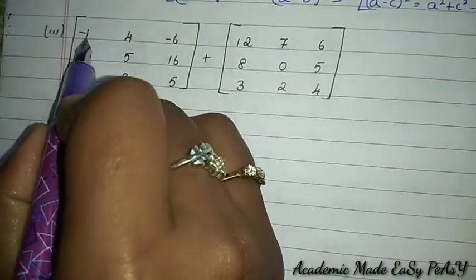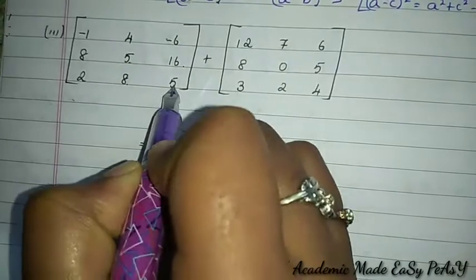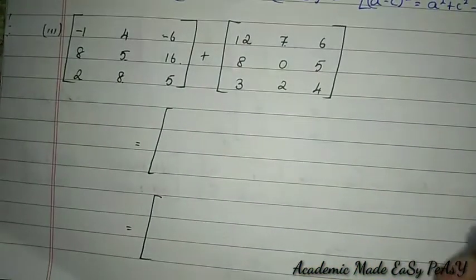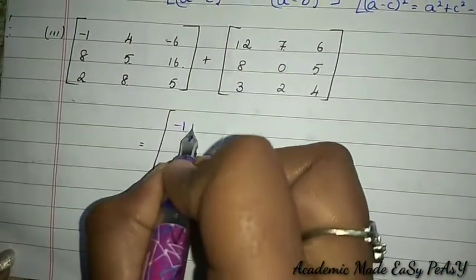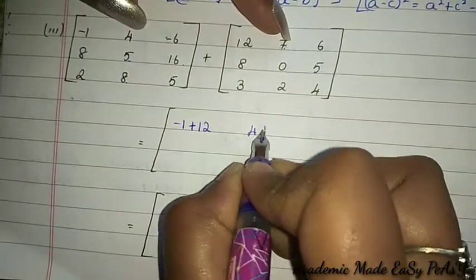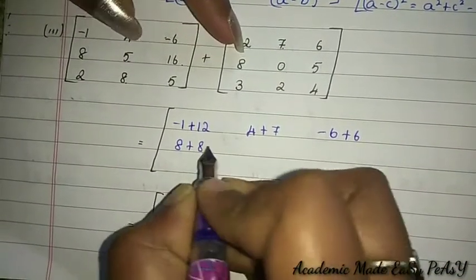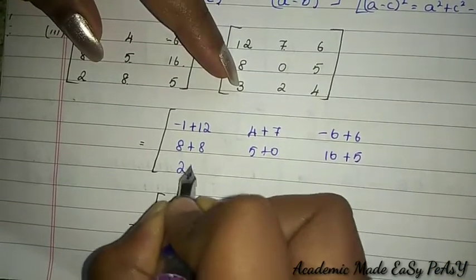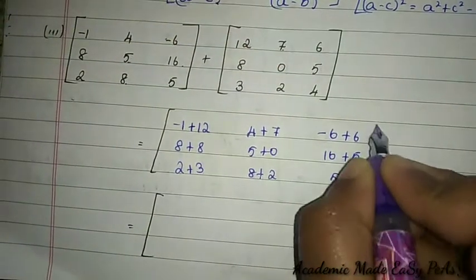Third subdivision, minus 1, 4, minus 6, 8, 5, minus 6, 2, 8, 5, 12, 7, 6, 8, 0, 5, 3, 2, 4. This is the given matrix. So now we are going to perform addition. So minus 1 plus 12, the corresponding elements I am adding. So 4 plus 7, minus 6 plus 6, 8 plus 8, 5 plus 0, 16 plus 5, 2 plus 3, 8 plus 2, 5 plus 4.